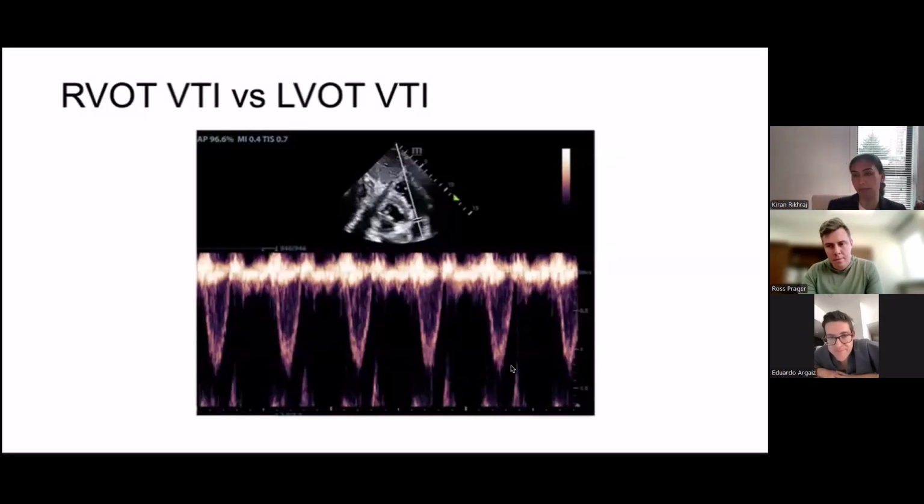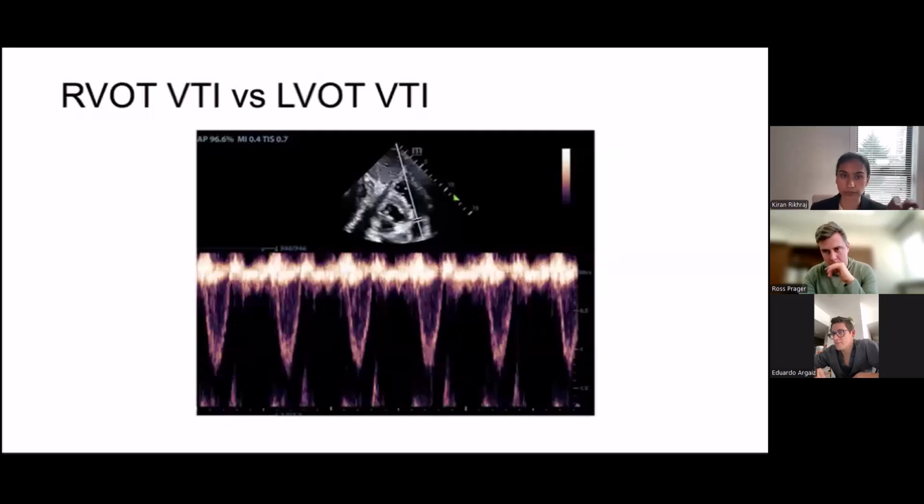So you get away from that, okay, I have issues with my angle and the direction of blood flow. You're able to get, most of the time, this beautiful RVOT VTI tracing, which you can use with a similar approach as your LVOT VTI. And as Eduardo was saying, your numbers are slightly different because typically the RVOT diameter is slightly larger than the LVOT diameter. The cardiac outputs are the same.